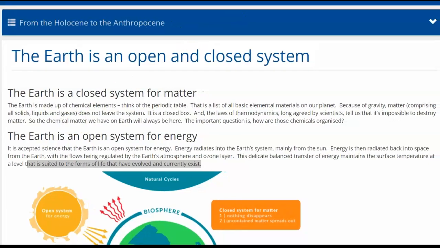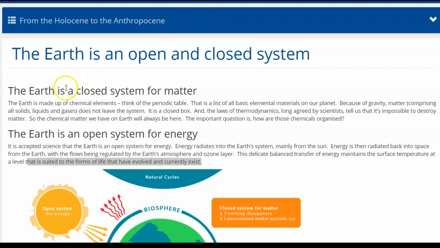Let's talk about Earth as an open or closed system. If I said that Earth is a closed system for matter, pause the video for just a second and think about what that means. What matter is trying to escape Earth, or what matter is trying to get into Earth? Okay, well, the Earth is made up of those chemical elements we've already talked about, the ones on the periodic table. Because of gravity, matter does not leave Earth as a system. It's like a closed box because gravity keeps shoving things back down to Earth.